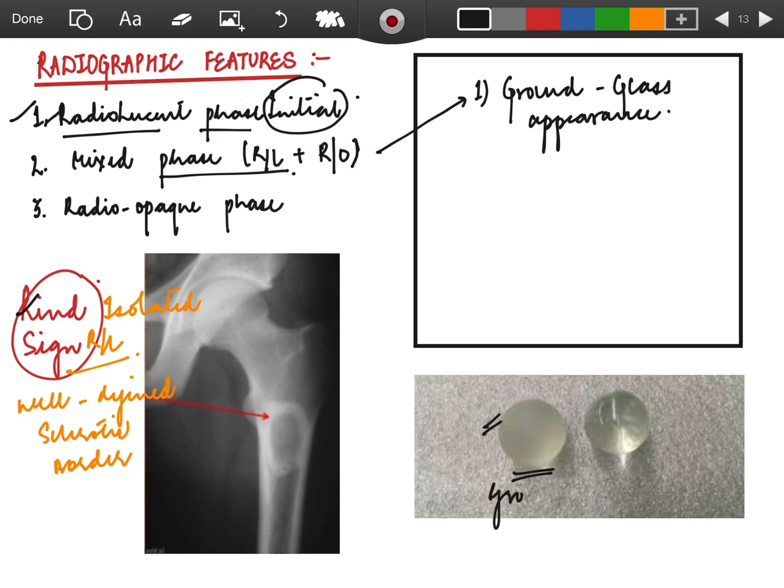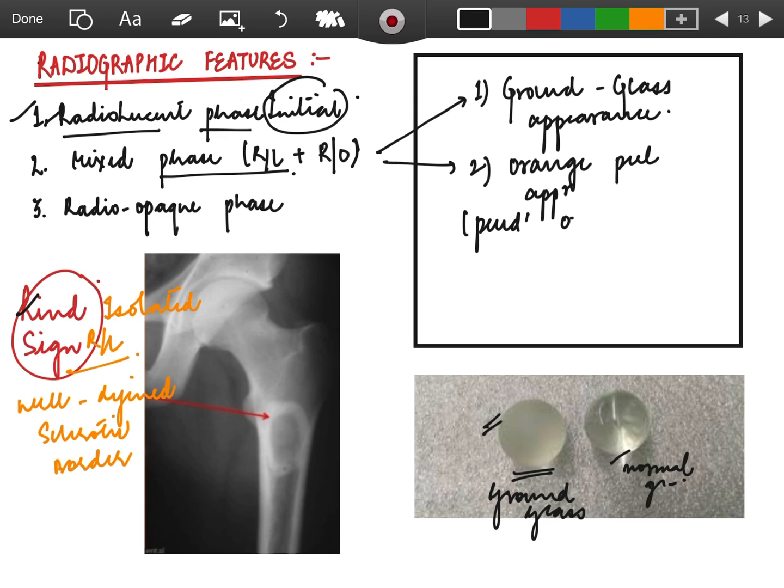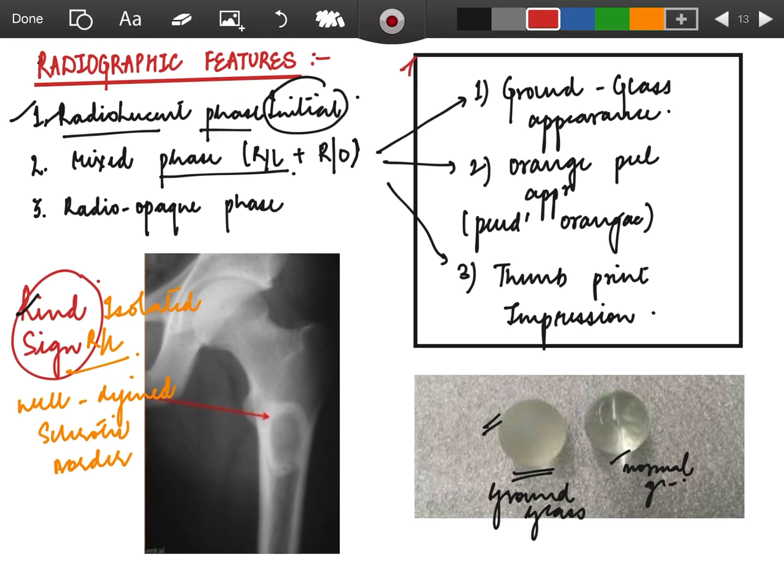In the mixed phase, we see the ground glass appearance. In the picture you can see that ground glass is hazy in appearance, and normal is crystal clear. Second is the orange peel appearance. Ground glass appearance is also seen in hyperparathyroidism, other than fibrous dysplasia. It is also called peau d'orange appearance. And third, we have the thumbprint impression. It is seen in IOPA of the jaws.